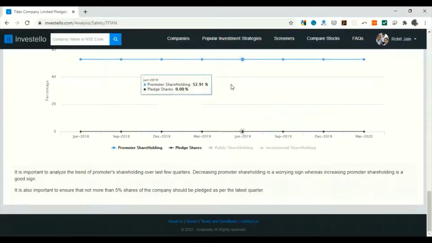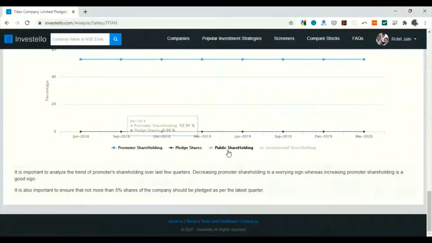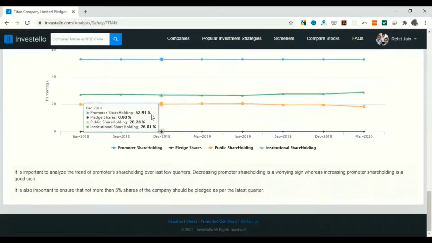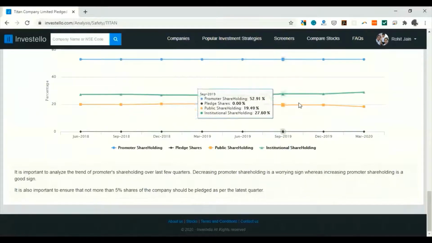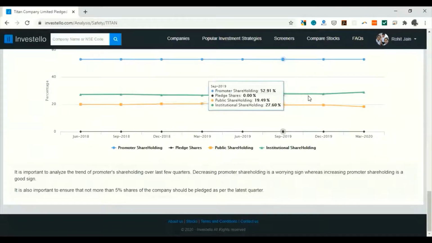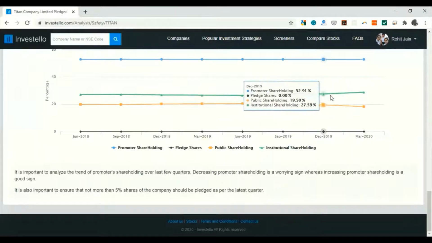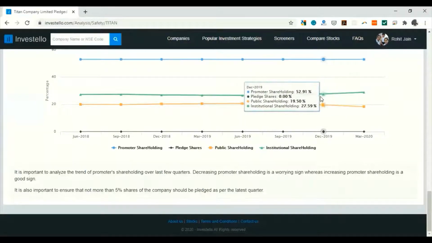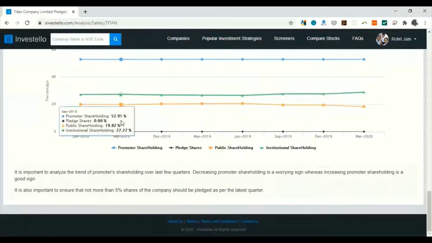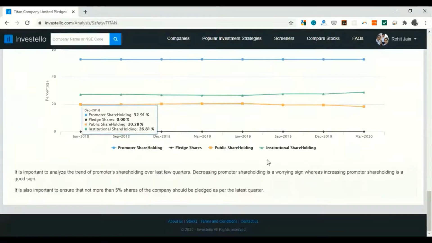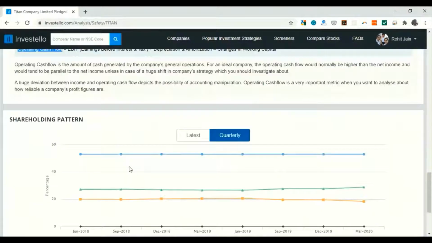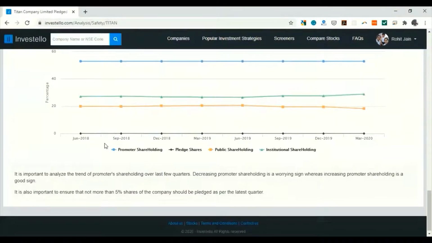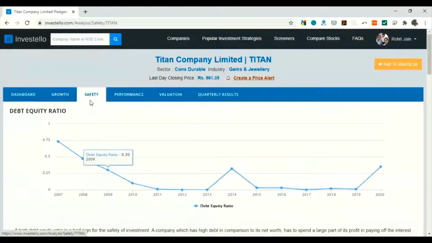And for public, we can also check the public shareholding pattern and institutional shareholding patterns. So we can see that in the last quarter, the public shareholding has decreased and institutional shareholding has increased. So likewise, we can get the variation in the shareholding pattern across the last few quarters. So this gives us an idea. So here in this tab, we have checked the safety for this company, which is the most important thing.